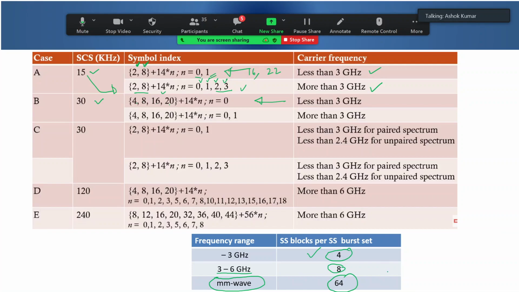So can some of you tell me why we have a large number in case of millimeter wave? Large number of synchronization signal block we have in case we have millimeter wave. Is there any reason for that? Can somebody guess? Yeah, the carrier size is large. You are right. Anything else? Yes, faster synchronization. Any more answers?